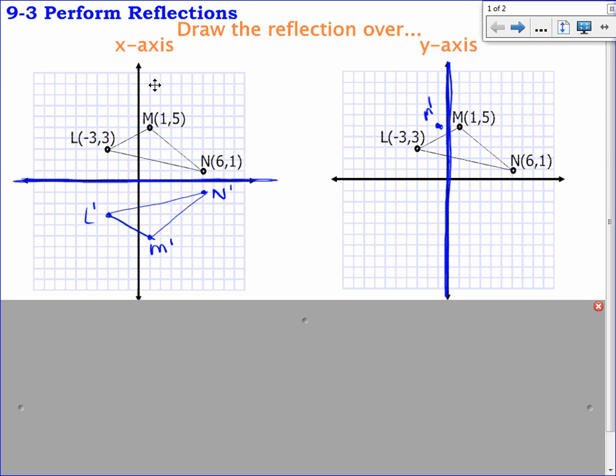N is going to be 6 units on the left-hand side. And then L is on the left. Everything has to jump over the line. So if it's on the left, it's got to jump over to the right-hand side. So we end up with a picture like this. And if you would fold it along the y-axis, it would be exactly lined up.